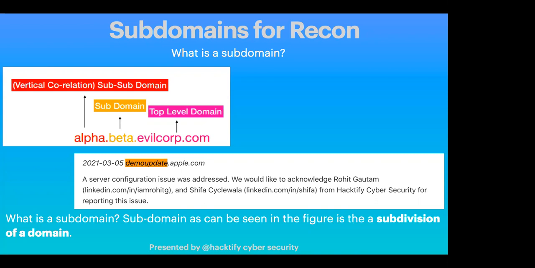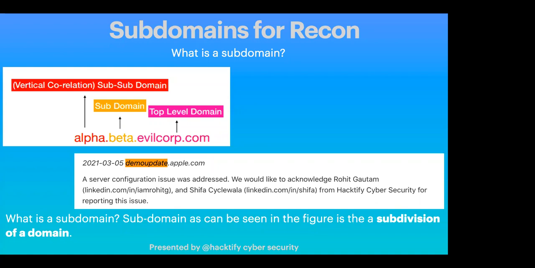So you can get some quick wins if you are able to quickly scan the subdomains and identify issues. Or you can start by hunting on subdomains, because they may be overlooked by other security researchers and you may be able to identify a quick vulnerability there. Okay, so this is a good example wherein you can see we identified an issue on demoupdate.apple.com.